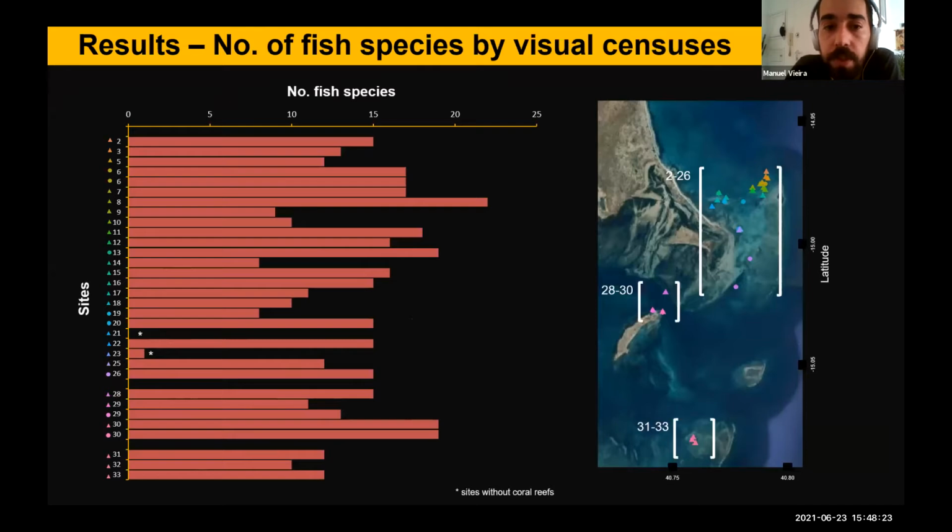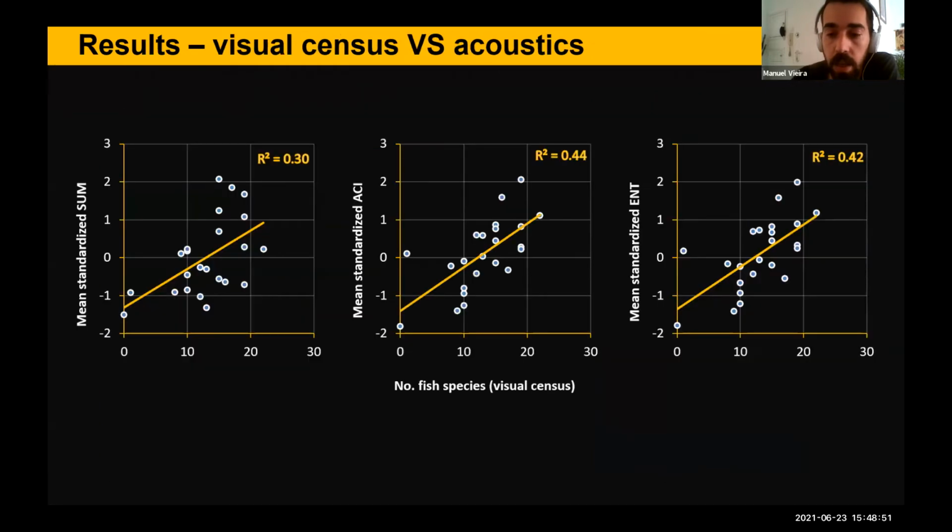So in terms of visual censuses, we counted between 8 and 23 species per site, with the exception of 2 sites that we can use almost like control, that were sites between areas with coral reefs that were almost with no fish present. In this case, we are counting all the fish, not only the vocal ones.